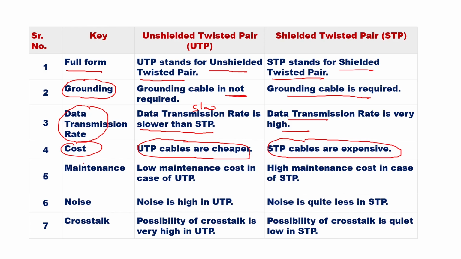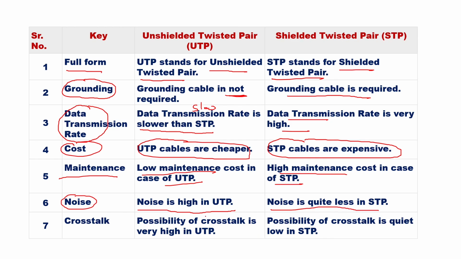Then if you go to see the maintenance, there is low maintenance cost in case of UTP and high maintenance cost in case of STP. If you see the effect of noise, the effect of noise is little more in UTP as compared to STP. Noise is quite less in STP because of that extra arrangement you made. Above the twisted pair, you are having a mesh which can avoid the electromagnetic interference.